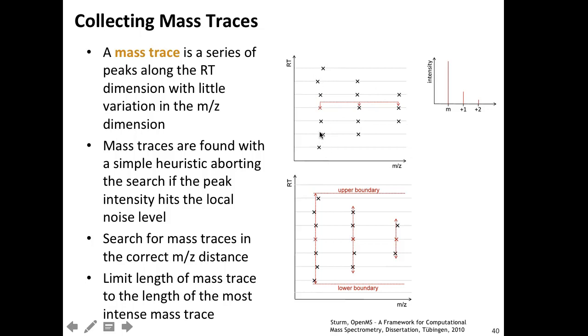And these mass traces are basically series of peaks in adjacent spectra that have the same mass to charge. This is where the mass accuracy of your instrument comes in. And that is why you need to know that for the feature finding process. If you have no idea how accurate the mass is being determined between adjacent spectra, you cannot really identify these peaks as the same mass between spectra.